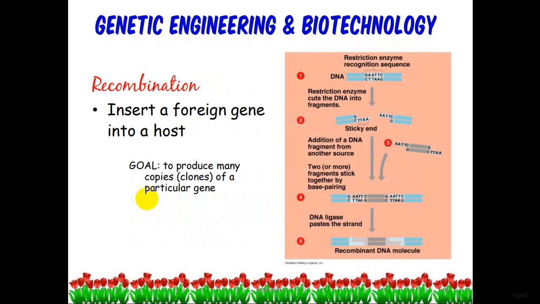Genetic engineering: we insert a foreign gene into a host. What we do in recombination, re means again and combination means combining. So we remove that gene and then recombine together. What is our goal there? To produce many copies, clones, of a particular gene. So this is our goal, that we need multiple copies of a gene.